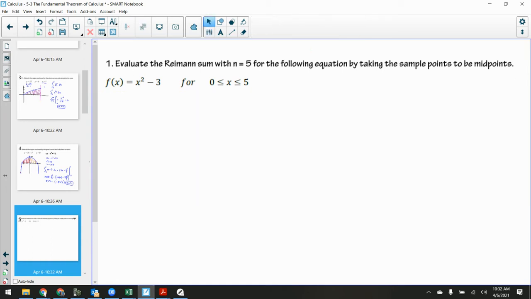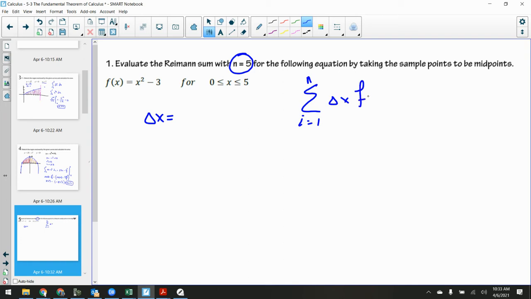All right. Now the Riemann sum is basically the sum of the area of the rectangles where n equals 5. That's a key piece to pick out there, where n equals 5. So let's figure out what our delta x is. Remember, the Riemann sum is, correct notation, sum from i equals 1 to n of delta x f of x i. Right, that's the Riemann sum.